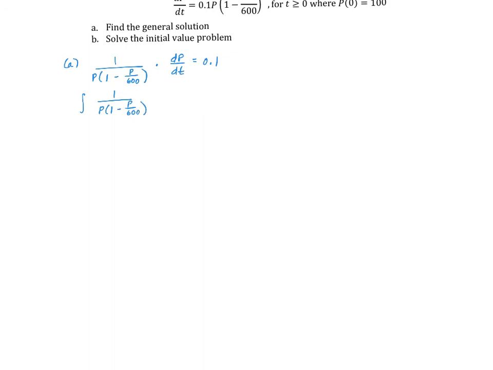This is hideous, but I am going to do some simplifying. It becomes dp because the dt's cancel, and then the integral of 0.1 dt on the right. So if you use partial fraction decomposition from Calc 2, the integral on the left is actually going to be 1 over p, once I've decomposed it, plus 1 over 600 minus p. Again, we're just using partial fraction decomposition from Calc 2. And then I have 0.1 t plus c on the right-hand side.